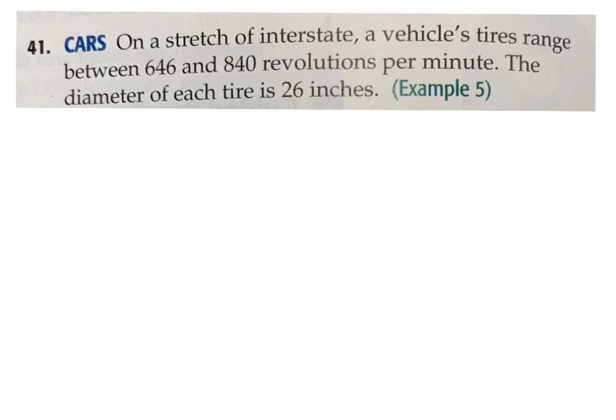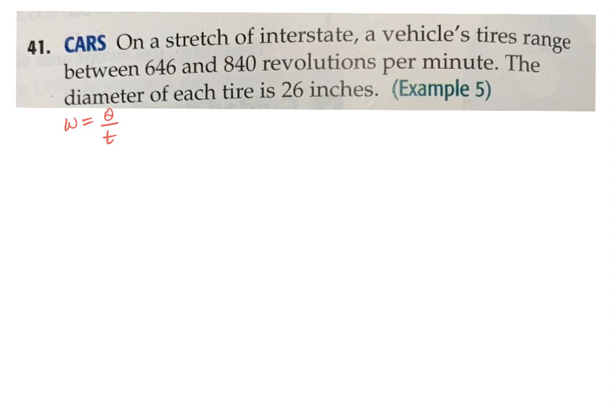Radians per minute. So we go back to angular, all right? So angular is what? What's our angular speed? Theta over t. In order to find theta, we have to do what with our revolutions? Change them into radians, right? And so what do we multiply them by?